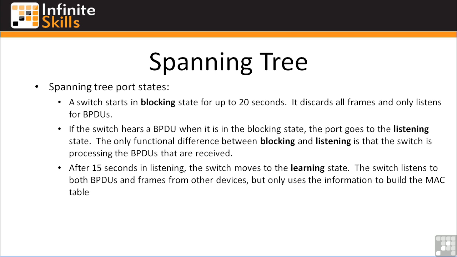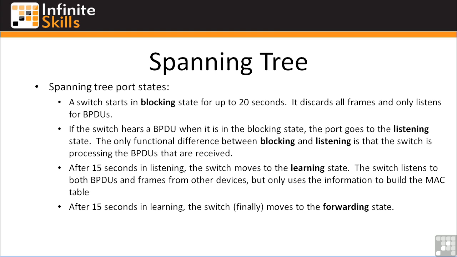The switch listens to both BPDUs and frames from the other devices, but it only uses that information to build the MAC table in that switch. It essentially uses the learning state to determine, is there a loop in the network? Am I learning MAC addresses on multiple ports? And if so, then I just need to turn this port off because there's obviously a loop and I don't want there to be a loop in the network. That's my whole purpose in life, to prevent loops. So it sits in the learning state for 15 seconds, and after 15 seconds, the switch finally moves into the forwarding state.